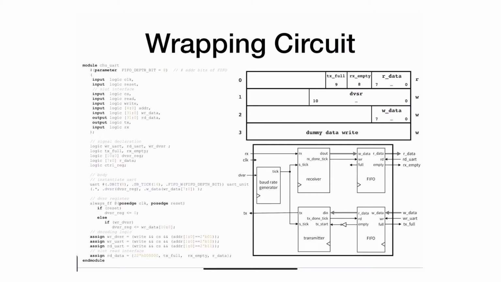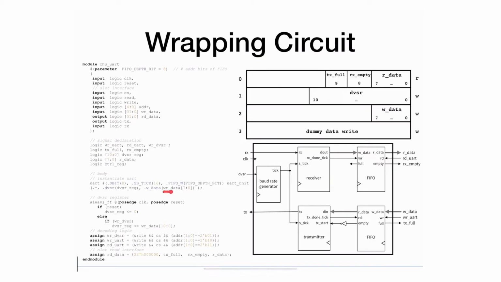So let's see how it's actually done. We are connecting the write data to the write data. These are connected to the MMIO controller. The read data is also connected to the read data. One is called W data, the other one is WR data. For some reason, this is what we decided to call it.